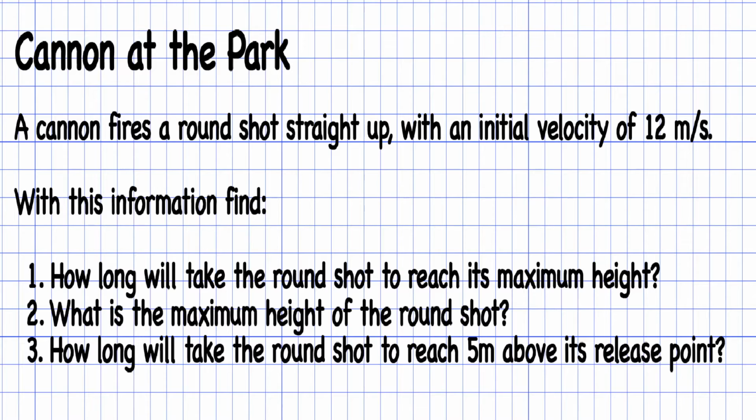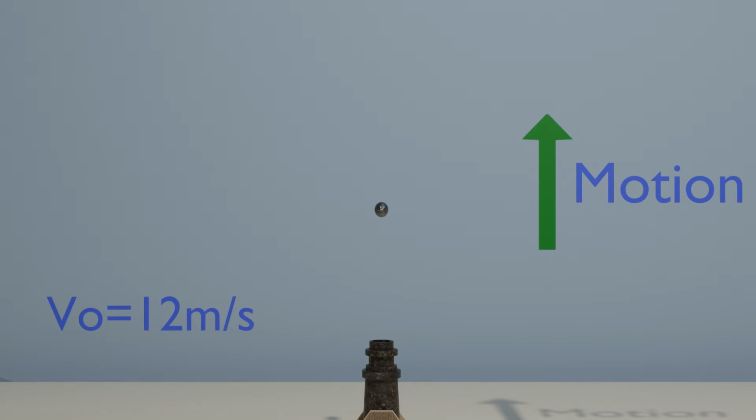But before starting to write equations and throw numbers here and there, let's analyze the situation to understand what we have in front of us. First of all, the round shot leaves the cannon with an initial velocity of 12 meters per second. Without initial velocity, the round shot would not move. So there has to be initial velocity in this case for the round shot to move vertically.